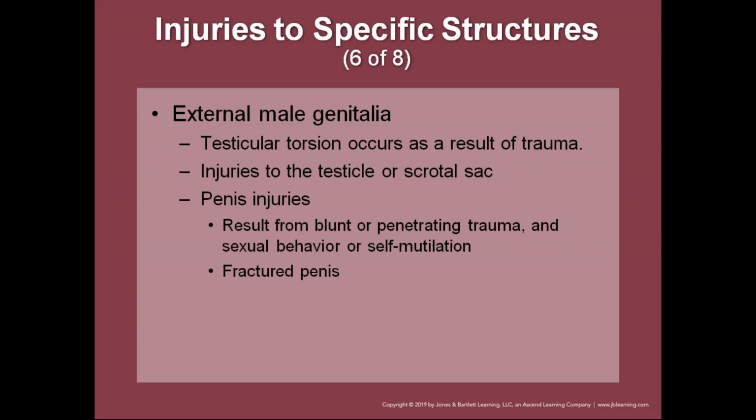I think the last one I was on, there was no trauma related to that, and it was just a weird thing, things moved and got twisted up. Injuries to the testicle, it's an injury to the testicle or scrotal sac. It's actually very serious. They have a small amount of time to get that fixed. Penis injuries result from blunt or penetrating trauma, sexual behavior, or self-mutilation, and you can actually get a fractured penis, which may result from blunt or penetrating trauma.